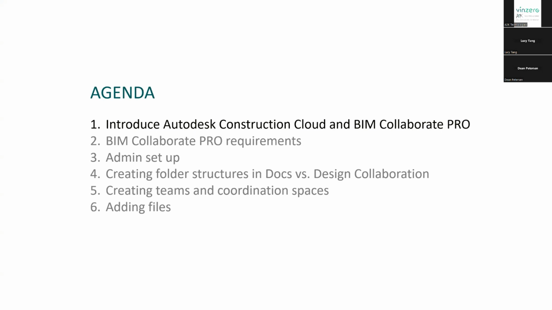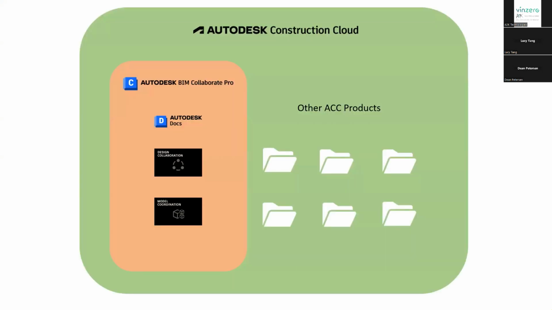So let's kick off with an introduction into Autodesk Construction Cloud and BIM Collaborate Pro. We'll explain how the two are related. Autodesk Construction Cloud, or ACC, is a cloud platform that is made up of multiple products. And these products, we call them modules.